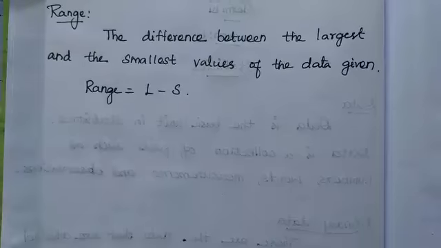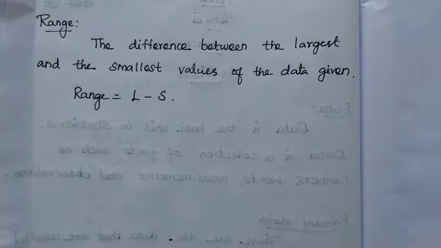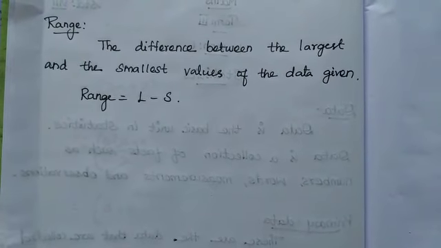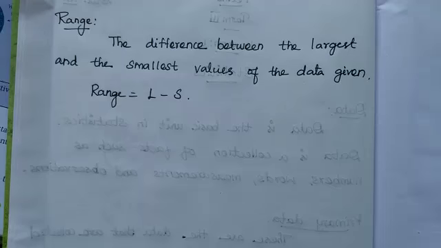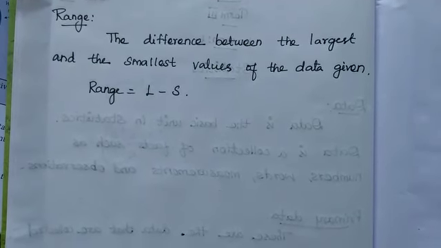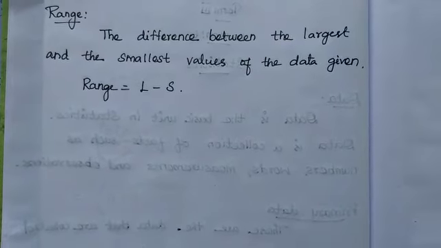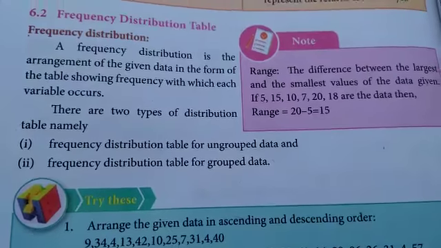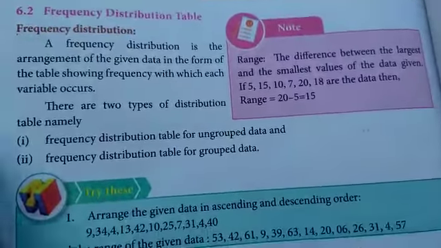Next one is range. Range means the difference between the largest and the smallest value of the data given. How will you find the range? Largest value minus smallest value.